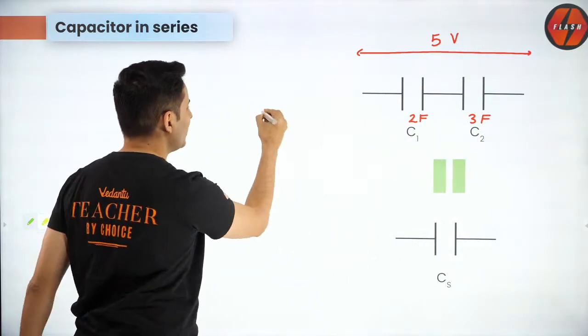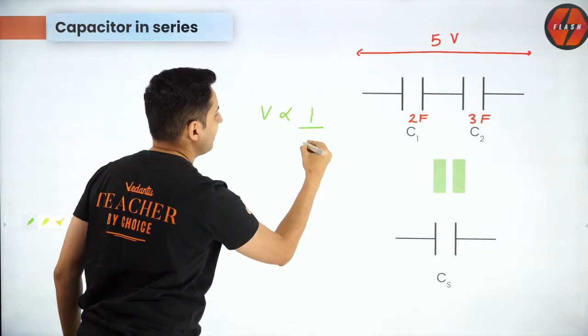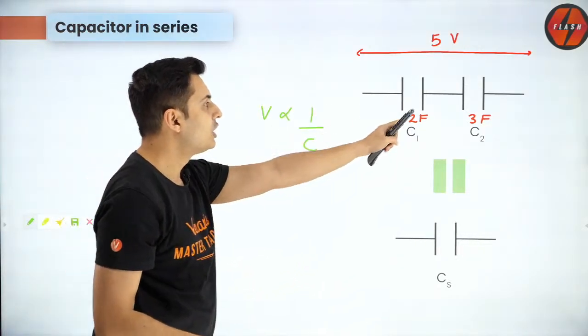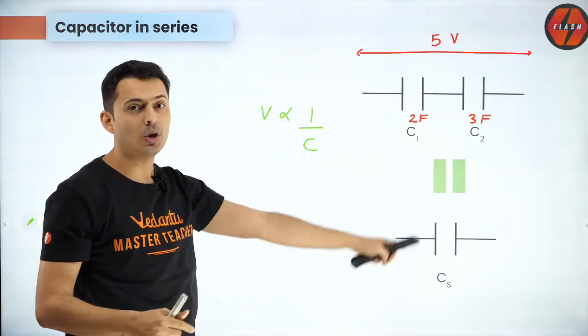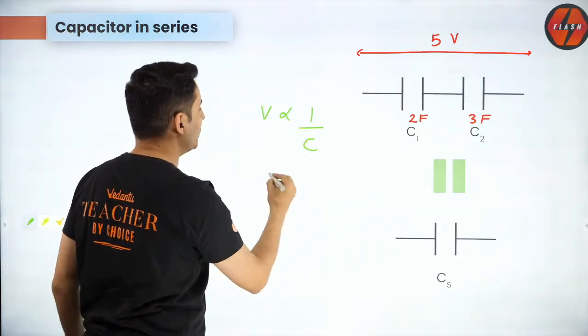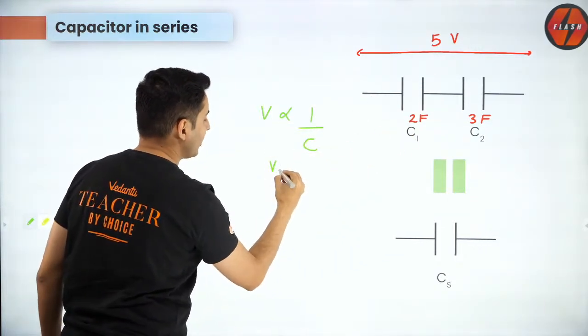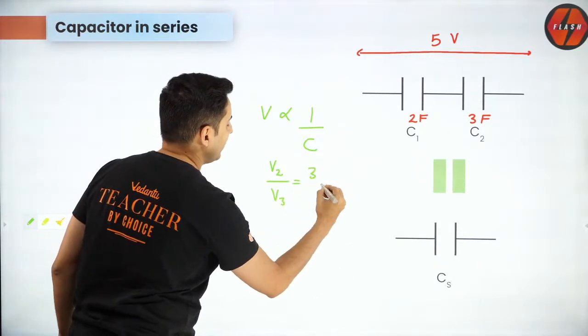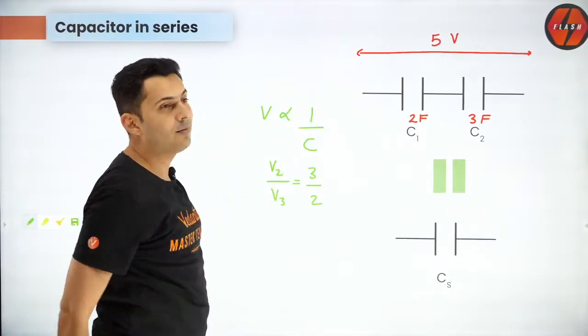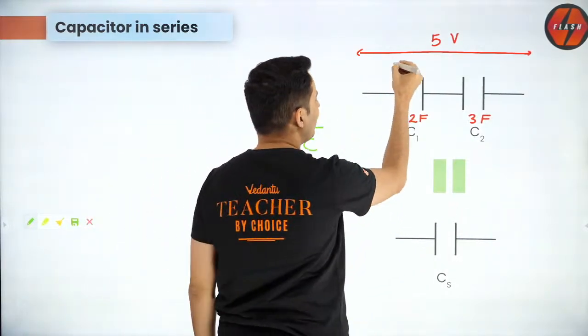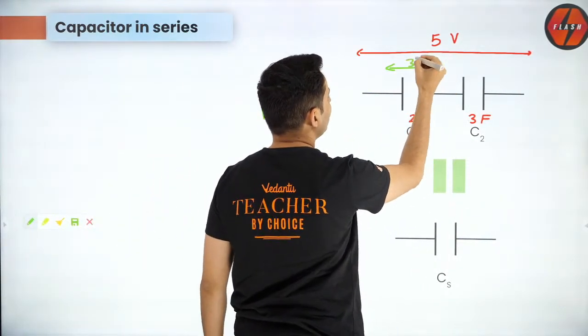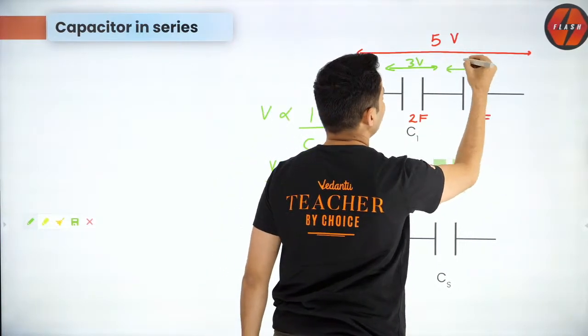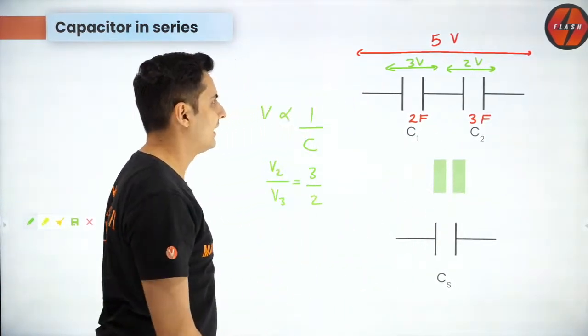I just told you, voltage is inversely proportional to capacitance in series. So divide the voltage in the ratio of 3:2. Voltage across 2 farad and voltage across 3 farad will be in the ratio of 3:2. How do you divide 5 volts in the ratio of 3:2? Obviously, this should be 3 volts and this should be 2 volts. That's what you will get.